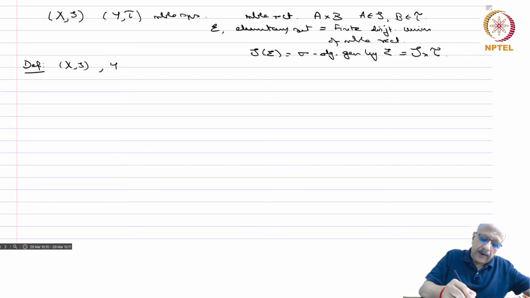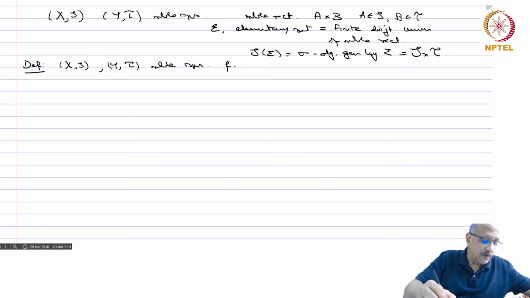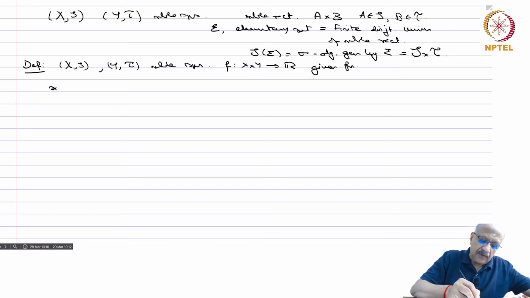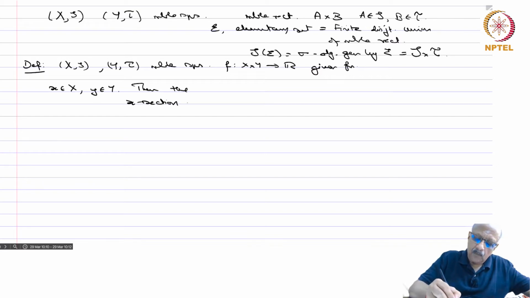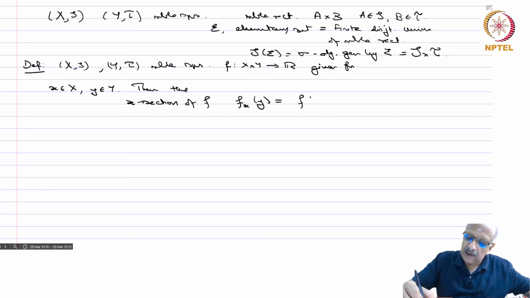(X, S), (Y, T) measurable spaces. F from X cross Y to R a given function. For x in X, y in Y, the x section of F, denoted F sub x, is defined by F_x(y) = F(x, y), y in Y. Similarly, the y section of F, we define F^y.